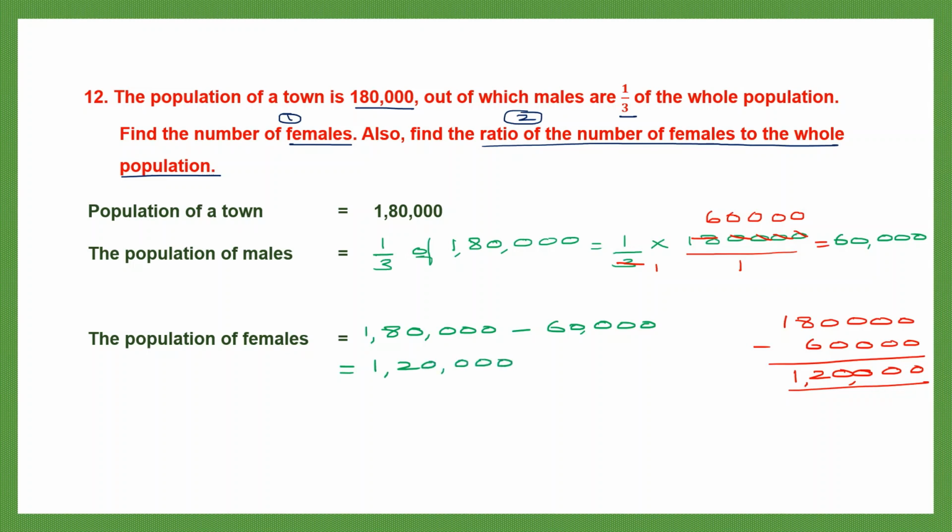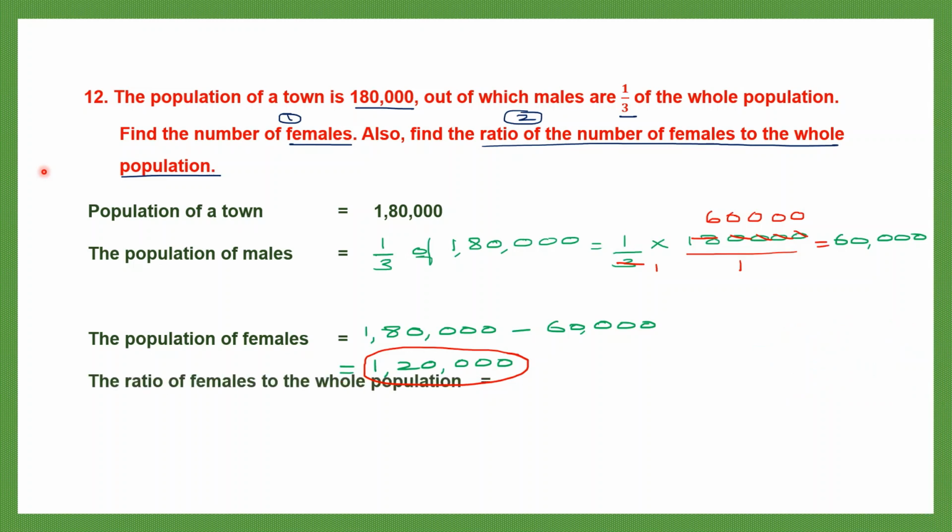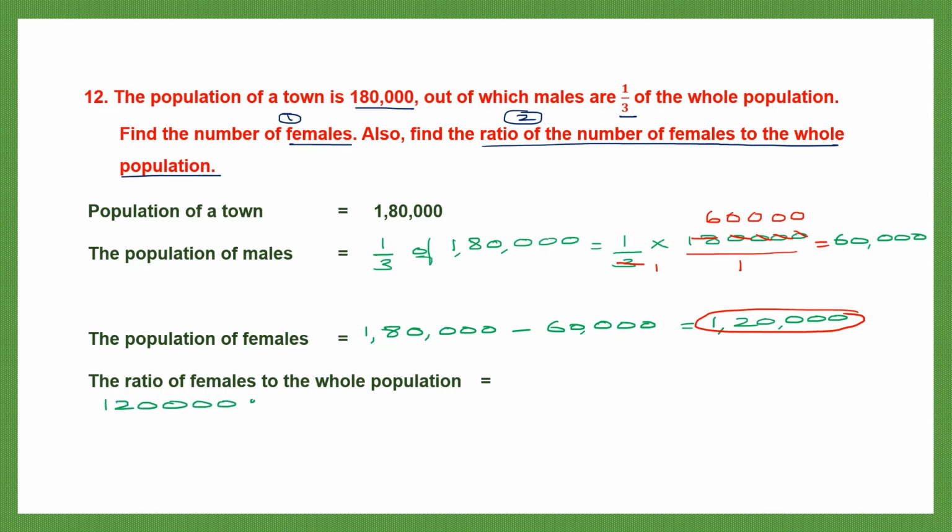So we have answered the first part of the question. We've been asked to find the number of females. The number of females is 1,20,000. Then we are asked to find the ratio of females to the whole population. So ratio of females to the whole population means, now the females, how many did we get? 1,20,000 to the whole population, that is 1,80,000. So we're going to write this in the form of a fraction. So that is 1,20,000 by 1,80,000.